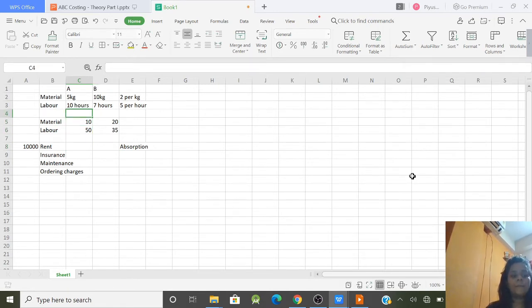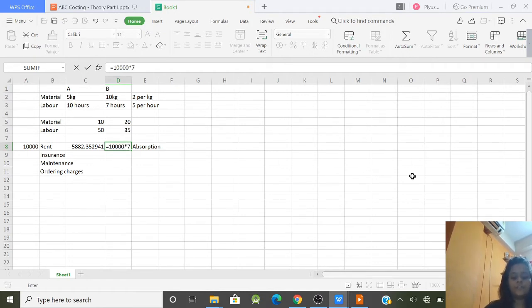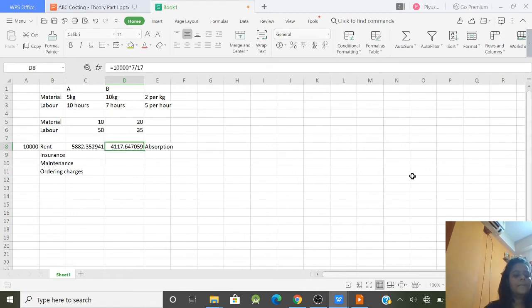So for product A, we'll apportion the cost as 10,000 divided by the total labor hours, that is 17, into the number of hours used in production of A, that is 10, giving us 5,800 rupees. Similarly, for product B, it will be 10,000 into 7 divided by 17, giving us 4,000 rupees. So the total cost of 10,000 rupees was apportioned in this way between the two products.